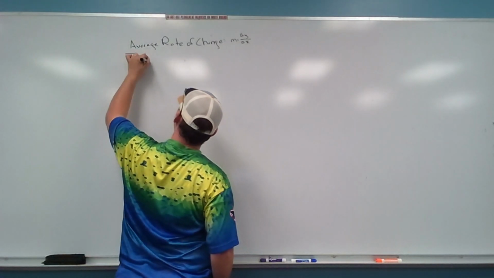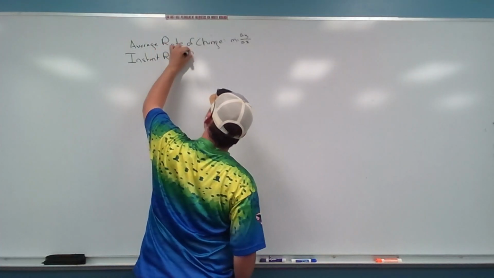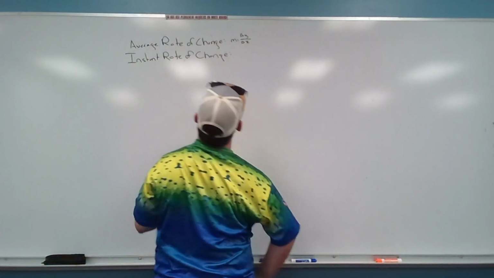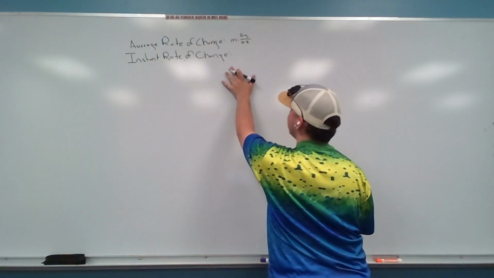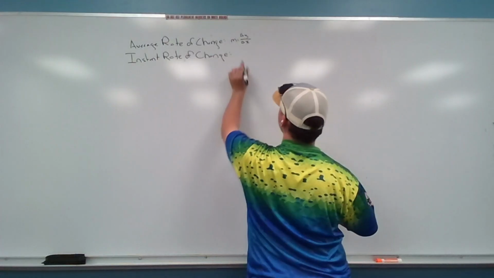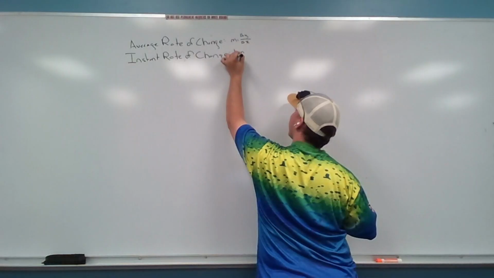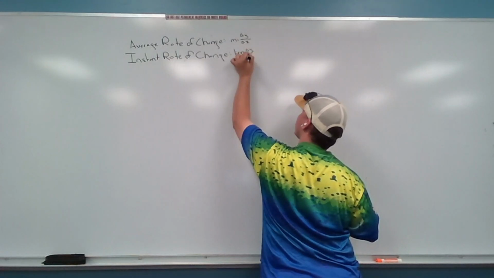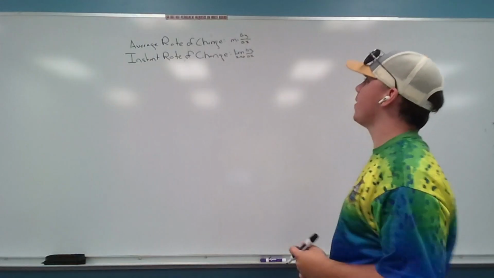I was going to write instant rate of change. Now, it would look like this. Problem is, it has to be at the instant. So we're going to make it a limit as x approaches a, change in y over change in x. That's essentially what it's going to be.